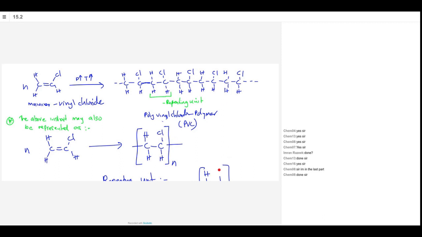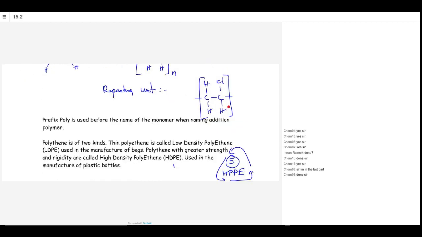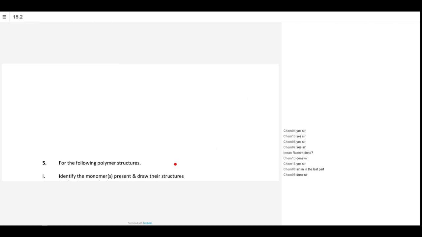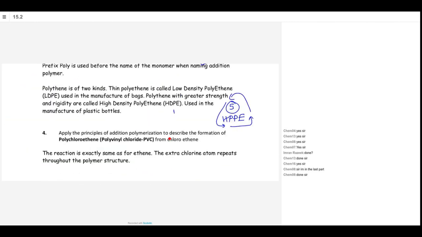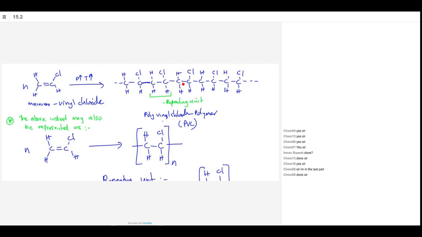If you know how two of the monomers combine, then you can combine many of the monomers to form the polymer polyvinyl chloride, right? In the given space here, you can copy the whole thing again. Now, this particular representation of the polymer shows many repeating units, right? But there is a short form to represent the polymer.